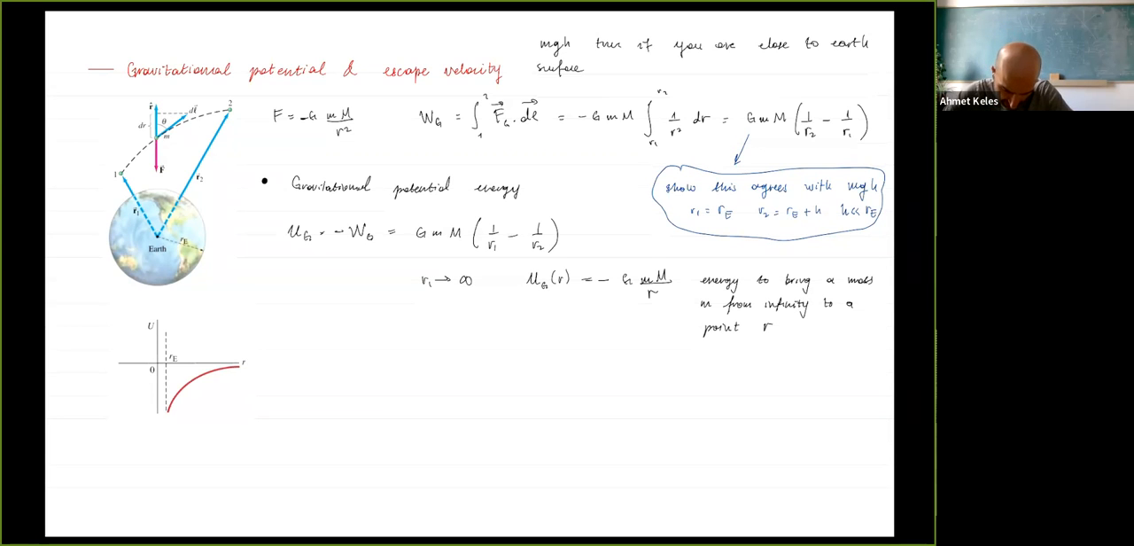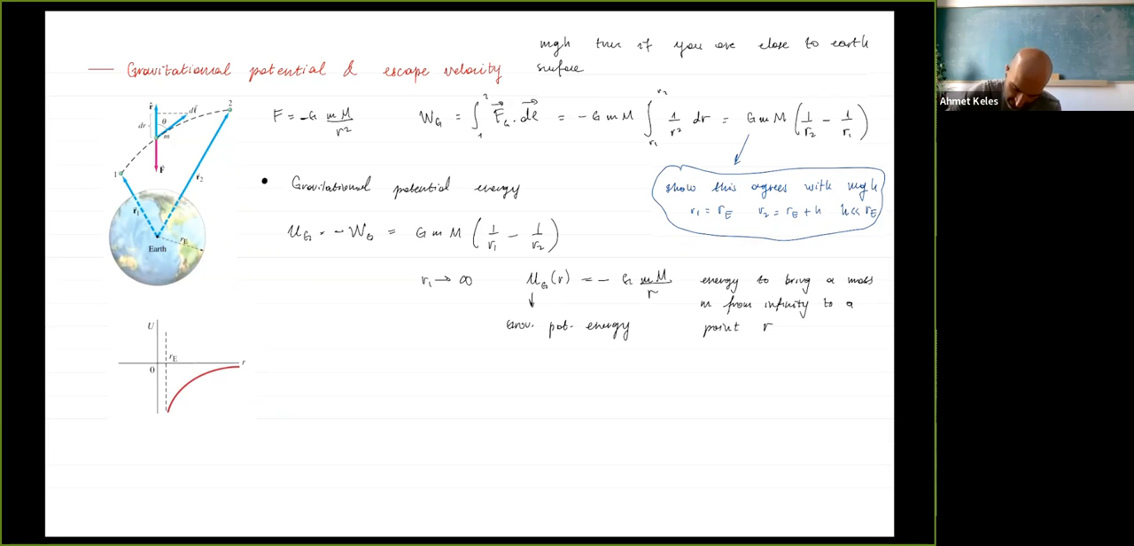Then you always need to have this reference point here, right? We are taking our energy to be 0 at infinity. Good. And this is the definition of gravitational potential energy. Of course, this is defined, like I said, up to a constant. Good. Any questions? Any objections?